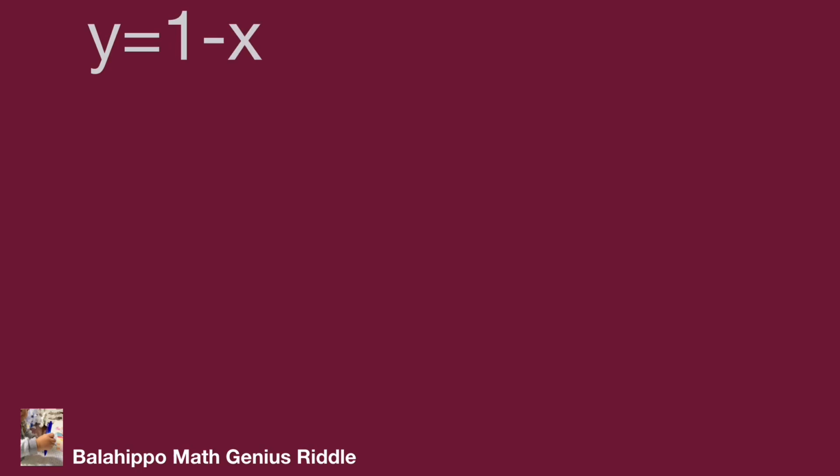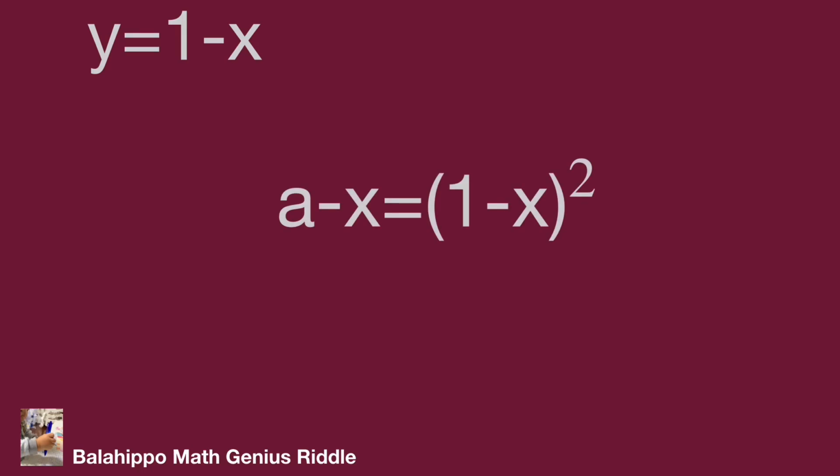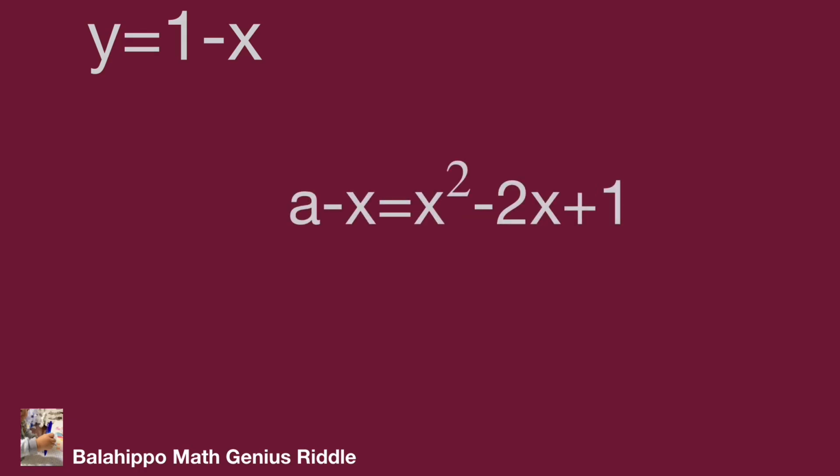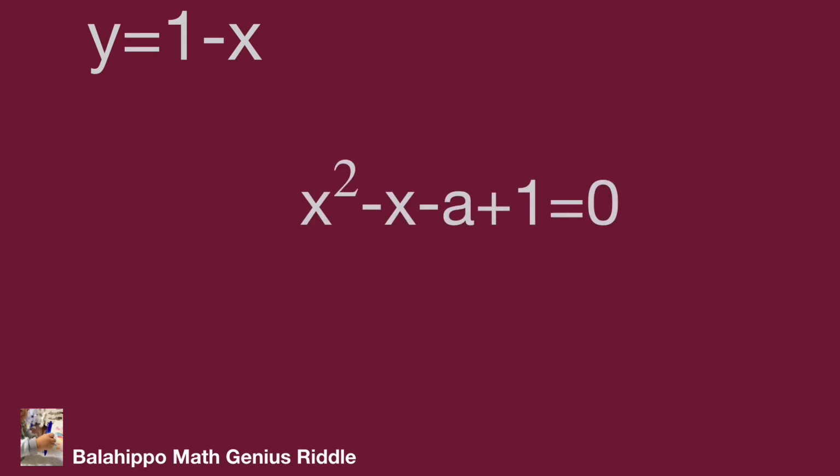While y equals 1 minus x, use the same approach to find x. Get a minus x equals quantity 1 minus x squared. Expand the quantity and simplify. Get x squared minus x minus a plus 1 equals 0.